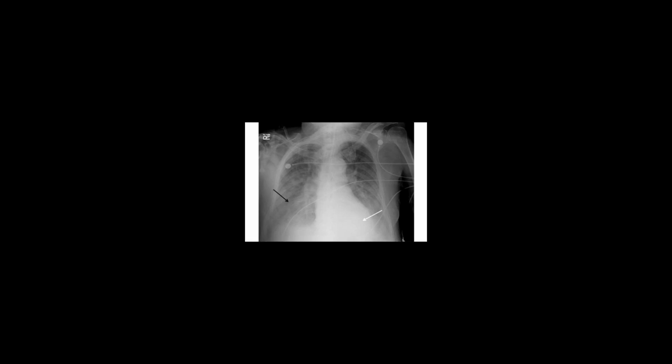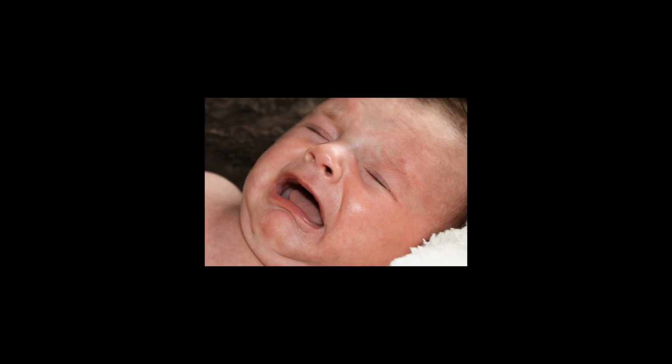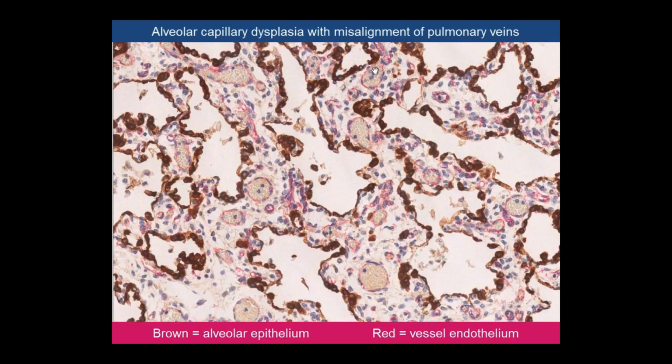It is a very rare congenital malformation involving abnormal development of the capillary vascular system around the alveoli of the lungs. It is a rare cause of persistent pulmonary hypertension in infants. It also may be a rare cause of pulmonary hypoplasia.